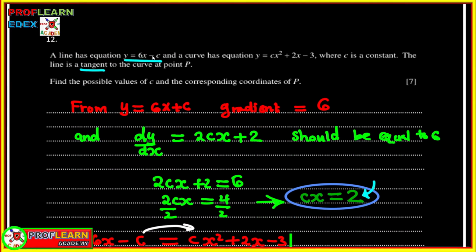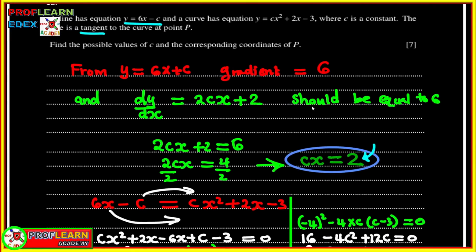A line of the given equation and a curve with equation y equals cx squared plus 2x minus 3, where c is a constant. The line is a tangent to the curve, meaning that the gradient of this line is equal to the gradient of the curve at the point of intersection. So dy/dx equals 2.